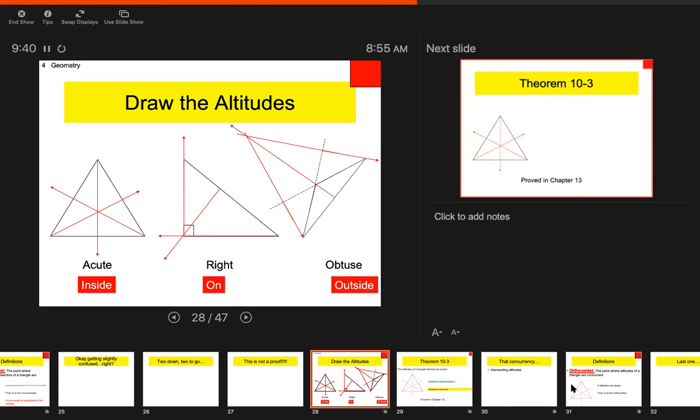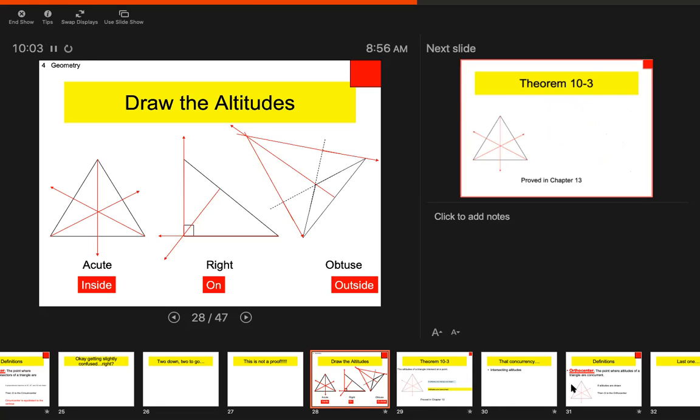Okay. Haven't proven it to you. I've proven it for these three specific triangles, but I haven't proven it in general. We're going to prove this in chapter 13. But the bottom line is altitudes will meet at a point of concurrency. We get no formulas. We get no measurements. This is the only point of concurrency that's kind of like, okay, great. So what? This is literally a so what one.